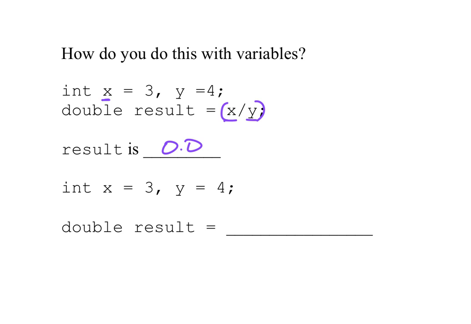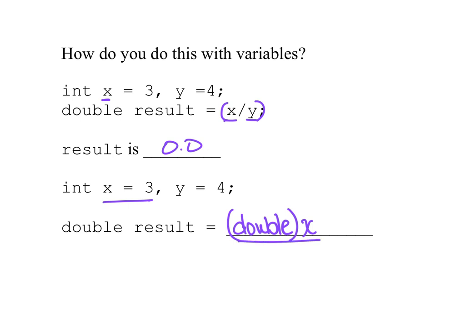So what can I do? Without increasing the memory that it takes to store x, I can do what's called typecasting. And typecasting just means I'm going to change x's type for a moment, for just this calculation.